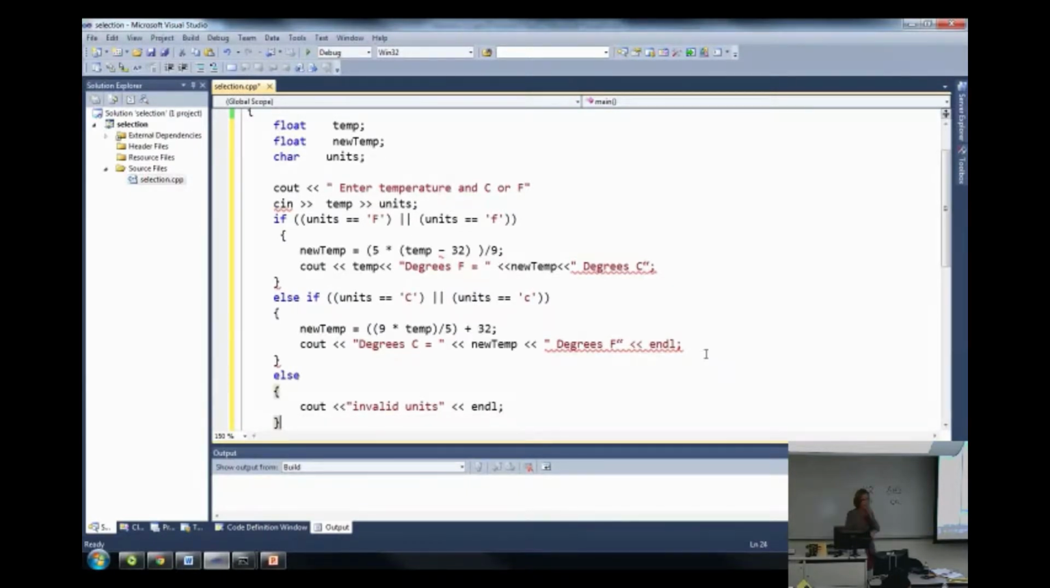Now, there's really no such thing as an else if. That's not considered a statement. All we're really doing is an if inside of an else that we moved up. So I'm going to show you that in a second. But does everybody see how this works?